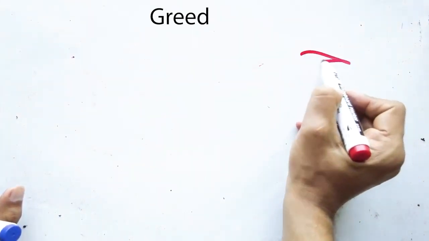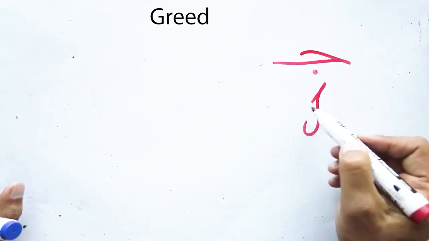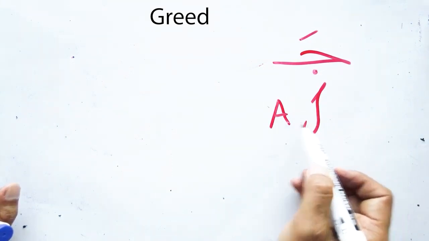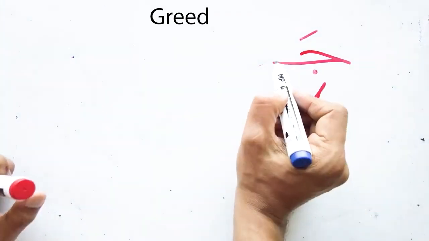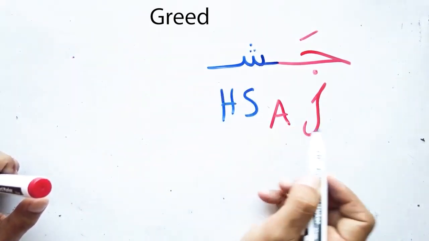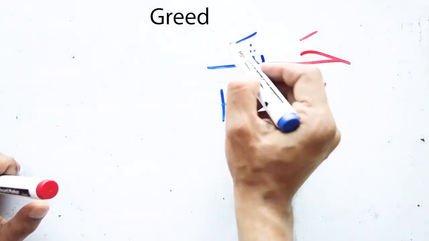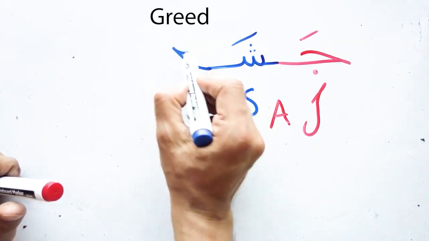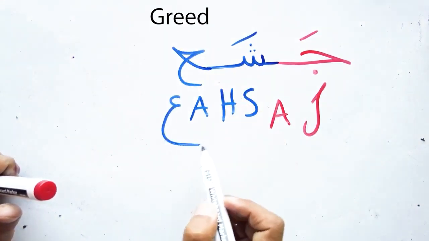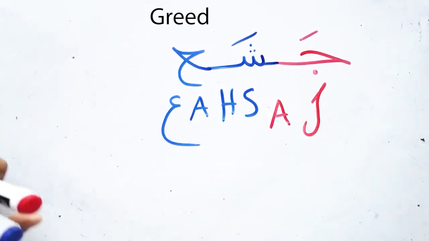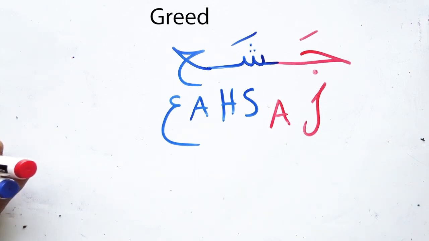Jasha. The sound of J with this mark on the top, it will sound like A. So it is J. Then Sh. The sound of S H. Jesh. This mark sounds like A. Jesh. The sound of Ain in the end. Sha a. جشع.